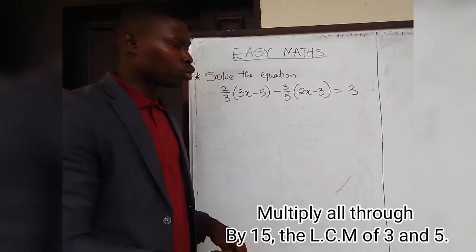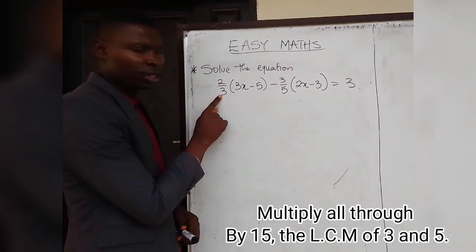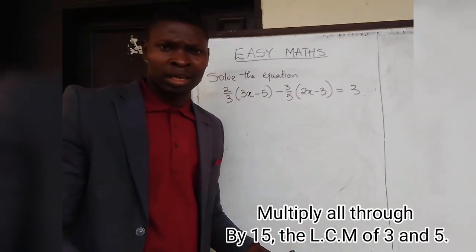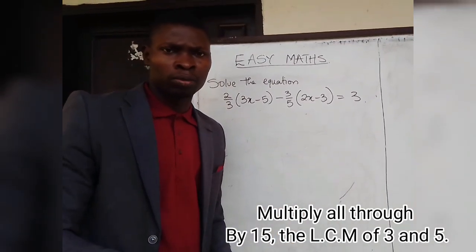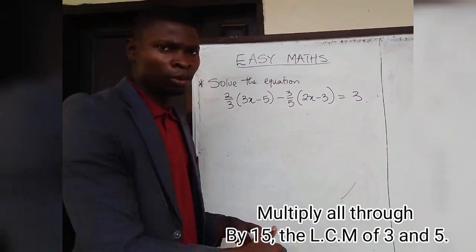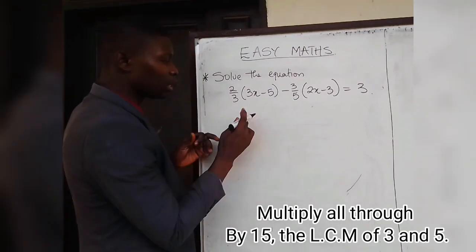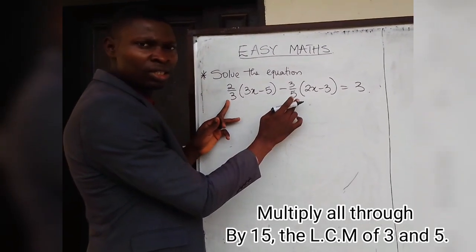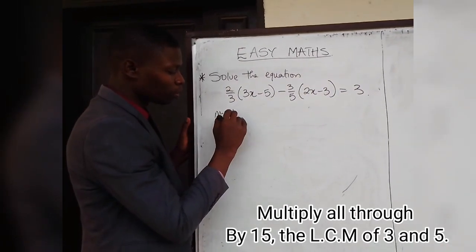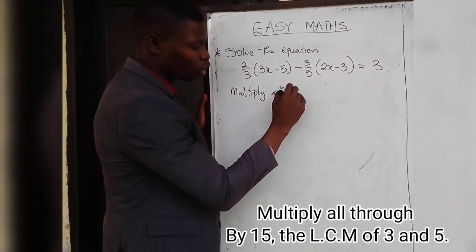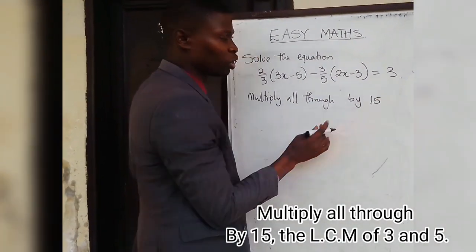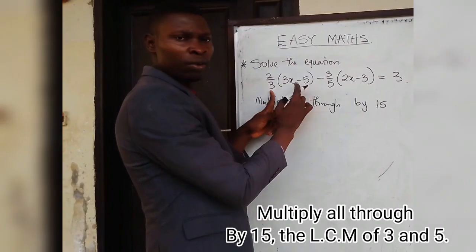So the first thing we need to do is to make sure we get rid of 3 and 5 by multiplying by the LCM. If you don't understand LCM, you can go to my YouTube channel, go through the previous one, and you'll be able to understand LCM. So from here, the LCM of 3 and 5 is 15. So the first thing we do to clear this out is to multiply all through by 15, which is the LCM of these 3 and 5, which are the denominators.